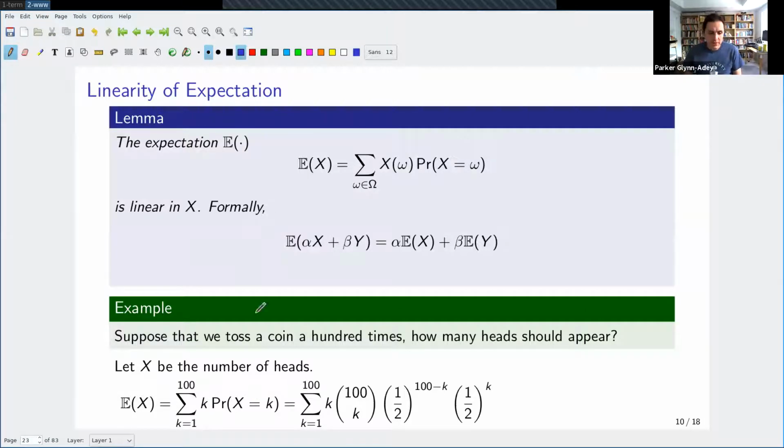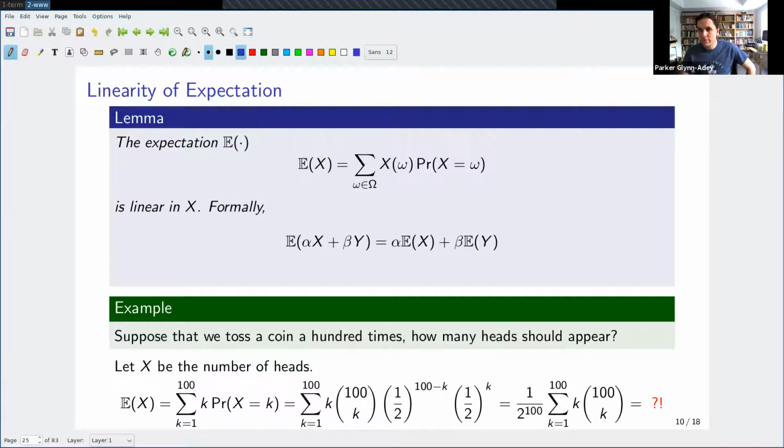Okay, well, we're going to choose k of those 100 places to be heads. The probability that those come up heads and the probability that the rest come up tails. Then we get something like this.